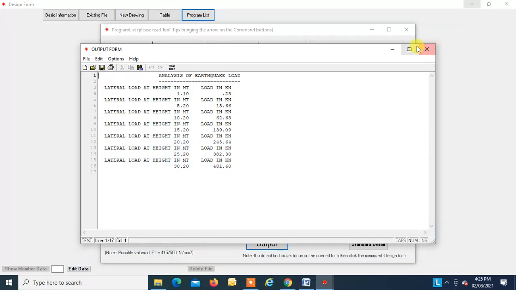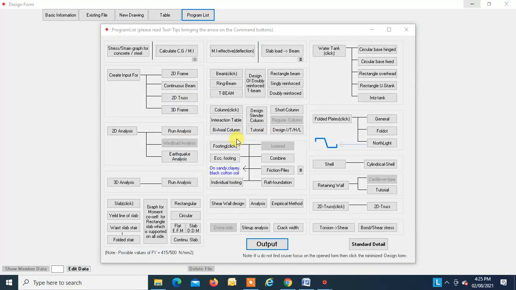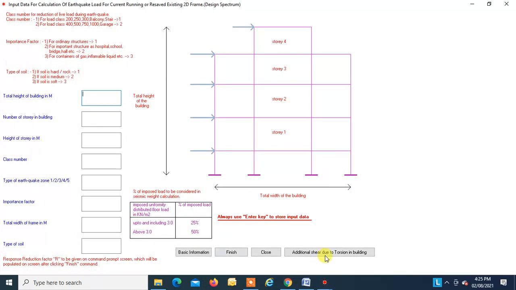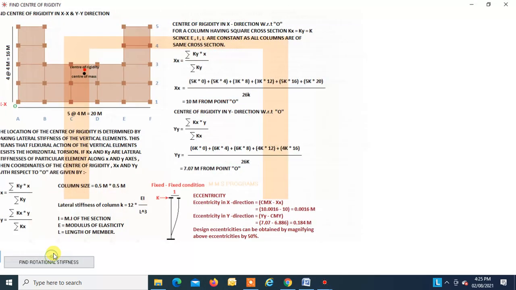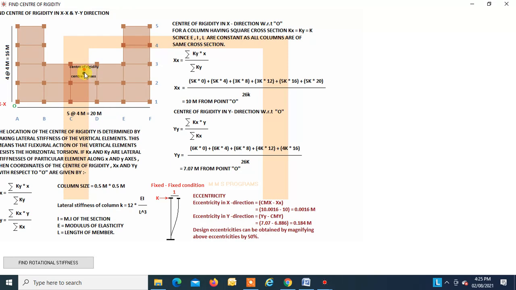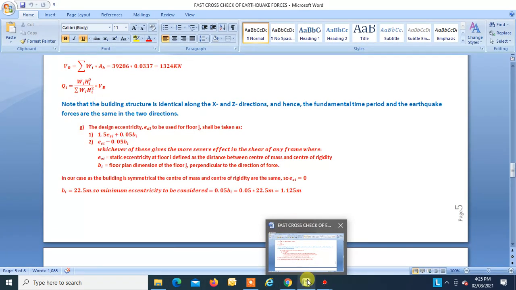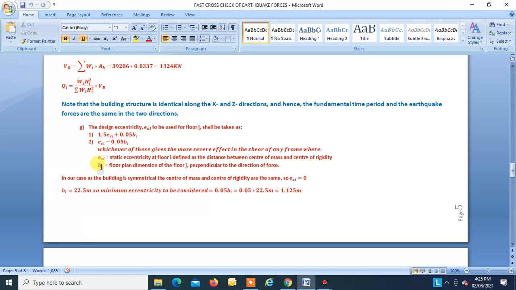Let me go back and show you again. So this distance, this is center of mass and this is center of rigidity. The distance between these two is known as ESI, right? This is ESI, static eccentricity at floor I, defined as distance between center of mass and center of rigidity. The code takes 1.5 because we are increasing the actual eccentricity by 50%, right?